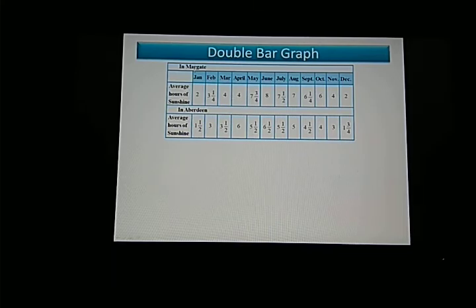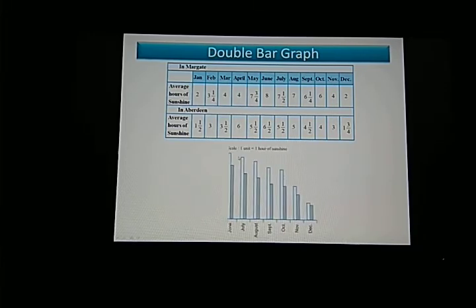Say here it is given in the case of Margaret and Aberdeen. These are probably the names of 2 places, and here it is given January, February, March, April. These are the months, and it shows how many hours of sunshine there are during these months. So if you have to compare the sunshine at the same time in Margaret and in Aberdeen, then you have to use a double bar graph. So let us see the double bar graph.